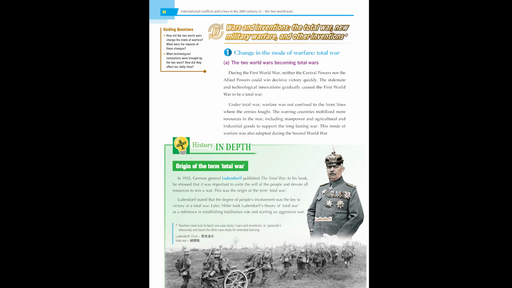History in depth. Origin of the term total war. In 1935, German General Ludendorff published The Total War. In his book, he stressed that it was important to unite the will of the people and devote all resources to win a war. This was the origin of the term total war. Ludendorff stated that the degree of people's involvement was the key to victory in a total war. Later, Hitler took Ludendorff's theory of total war as a reference in establishing totalitarian rule and starting an aggressive war.